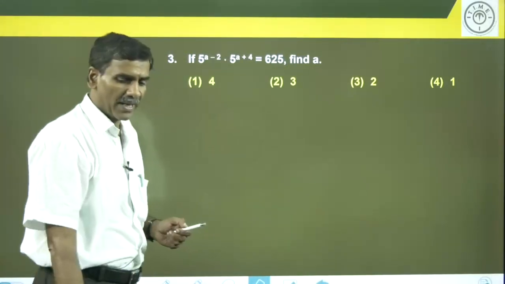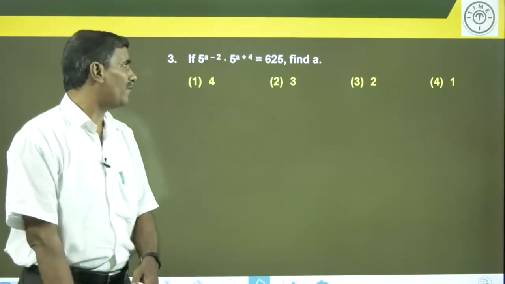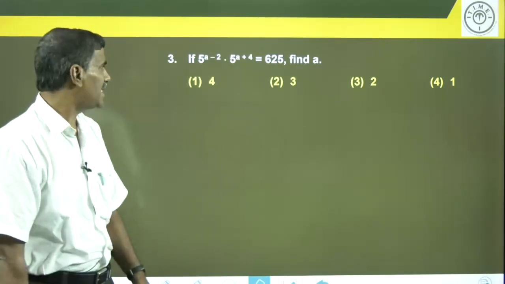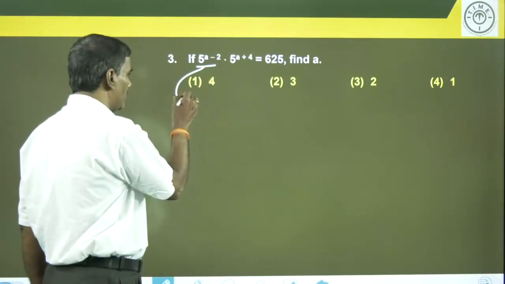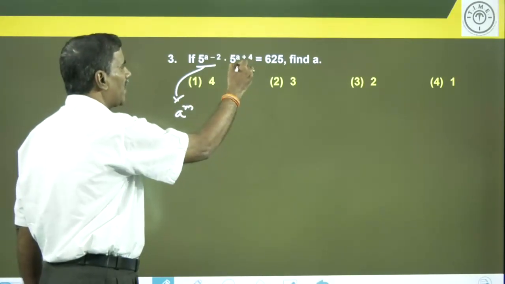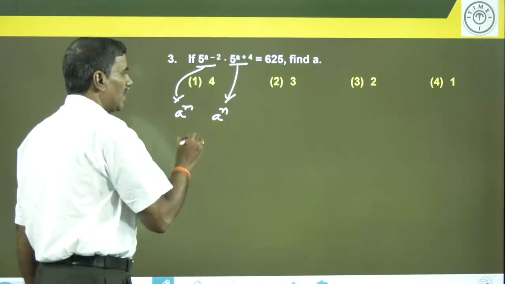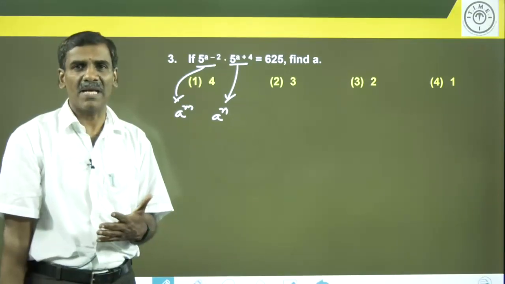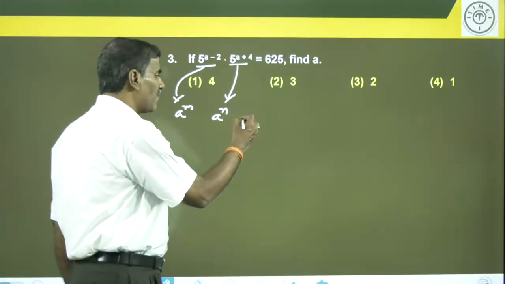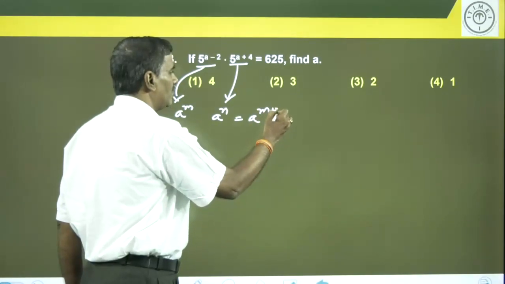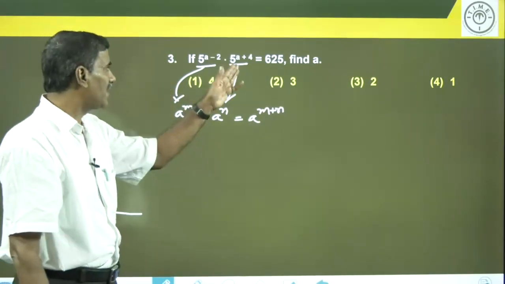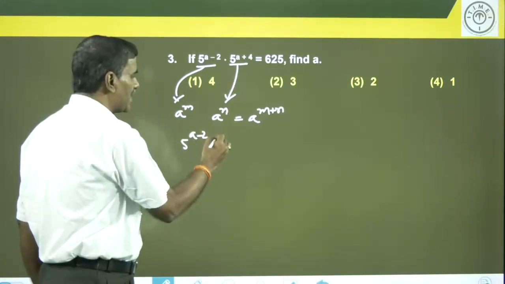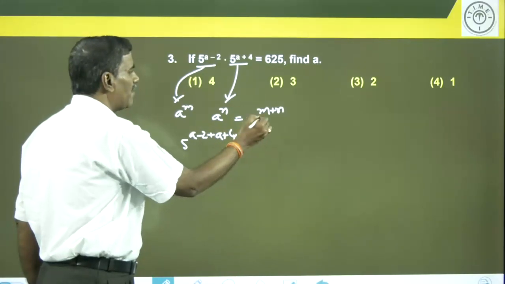If you are observing, 5 to the power of a minus 2 into 5 to the power of a plus 4 is equal to 625. How much is the value of a? This is in the form of a power m, and this is in the form of a power n. From our indices basics, a power m into a power n, if we have the same base, then the indices will be added, that means it will become a to the power of m plus n. Right or not? In the same way, here a minus 2 should be added to a plus 4 to get the m plus n value.